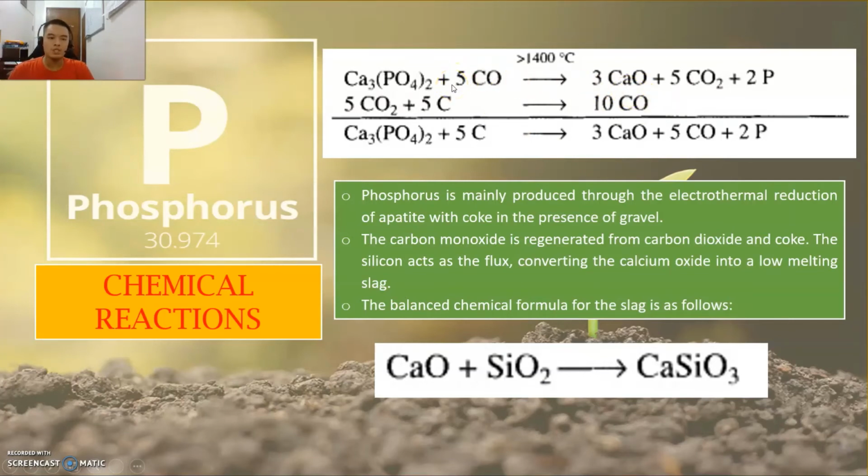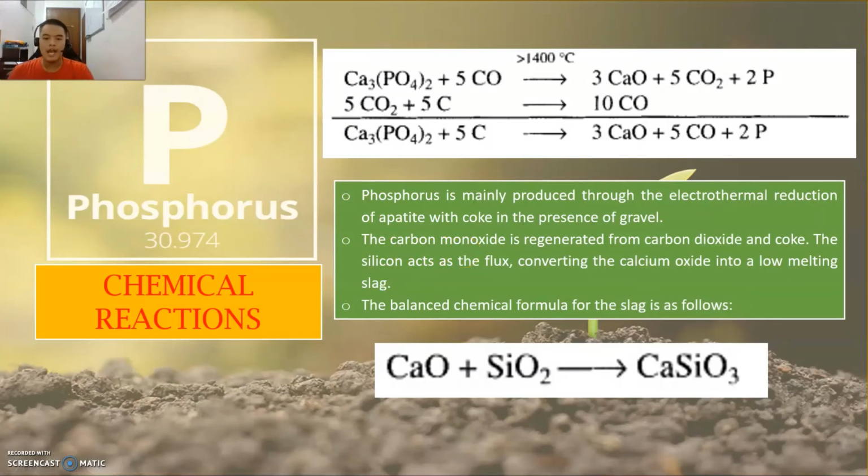Combining these two equations together, just using the Hess law properties, you will get a governing chemical reaction where apatite plus 5 atoms of carbon will yield 3 atoms of calcium oxide plus 5 atoms of carbon monoxide plus 2 atoms of phosphorus. Phosphorus is mainly produced through the electrothermal reduction of apatite with coke in the presence of gravel. So this means that this apatite component already has the presence of coke and gravel in it. The carbon monoxide is regenerated from carbon dioxide and coke.